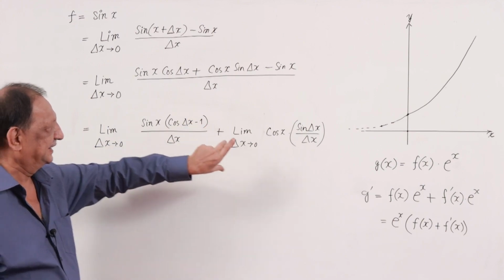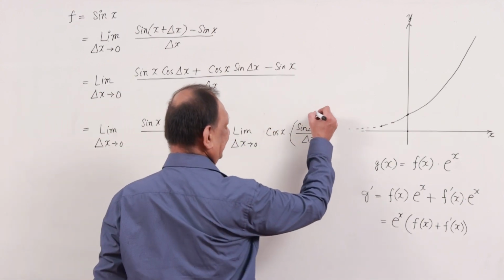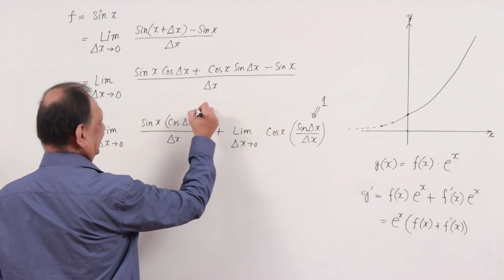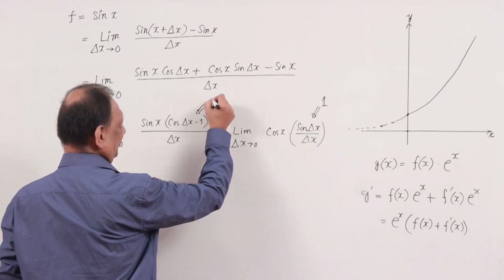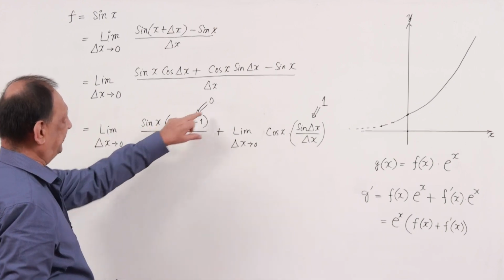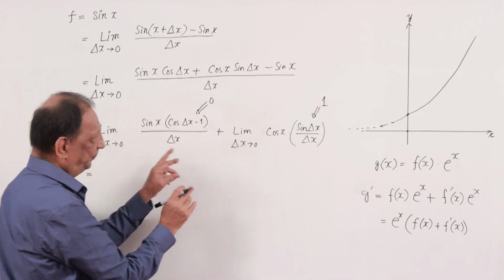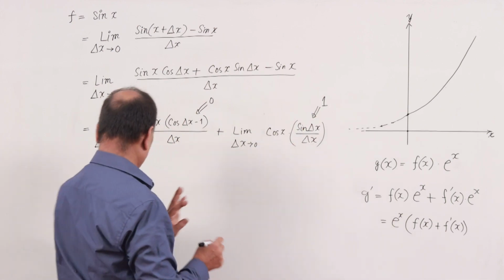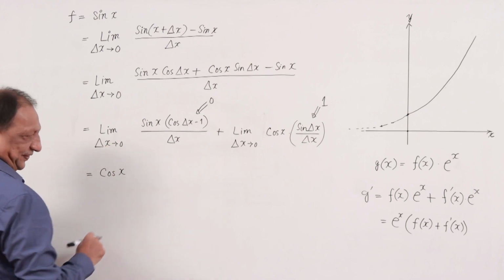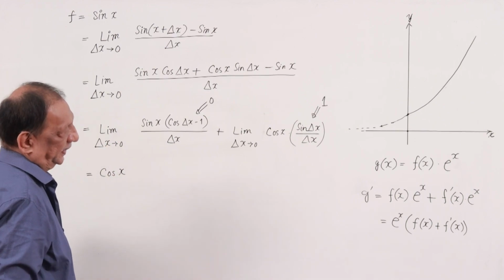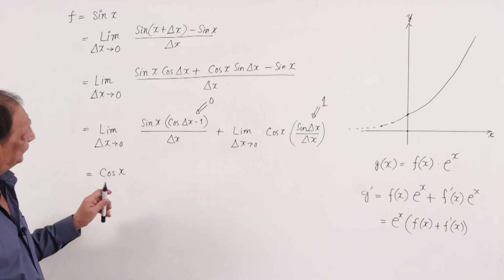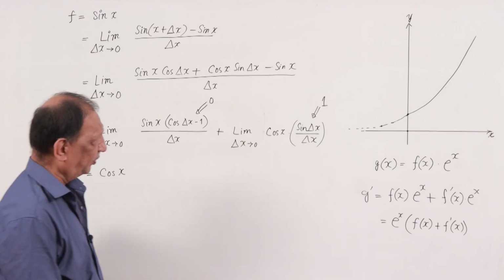So, this is 0 and this is 1. So, you can write that. So, this limit is going to become 1 and this limit is going to become 0. So, the answer would be, the sin x multiplied by 0, I can ignore the term, cos x multiplied by 1. So, derivative of sin x is cos x. So, it's a wonderful result that we got. We'll see how we can make use of this. Simple, straightforward.